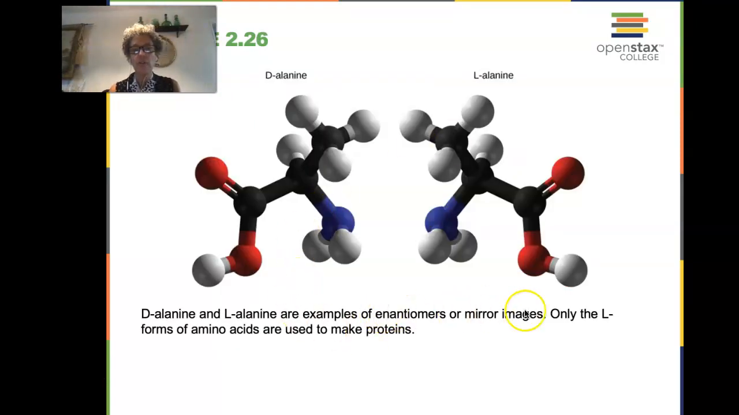The enantiomers are the mirror images. Alanine is an amino acid, and only the L shape is the one that's used to make proteins. So when we get into our chapters about protein formations, all of the amino acids we talk about will be the L formation, even though D formations can exist.